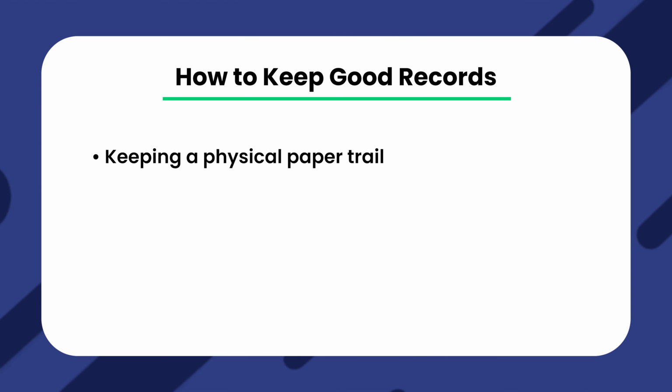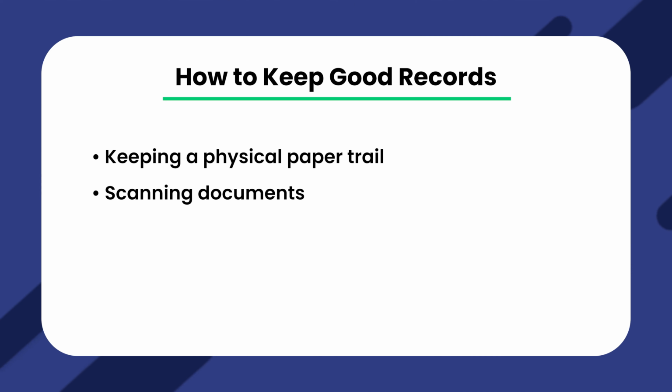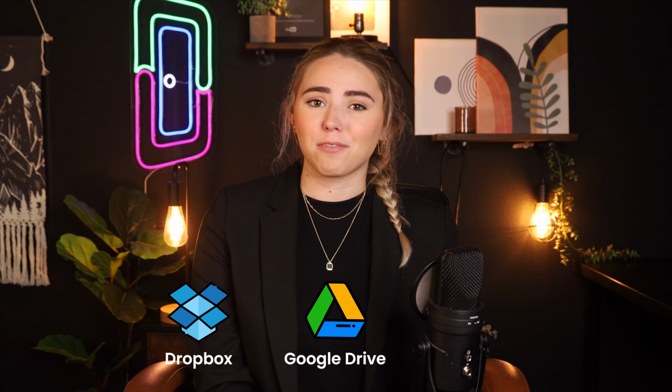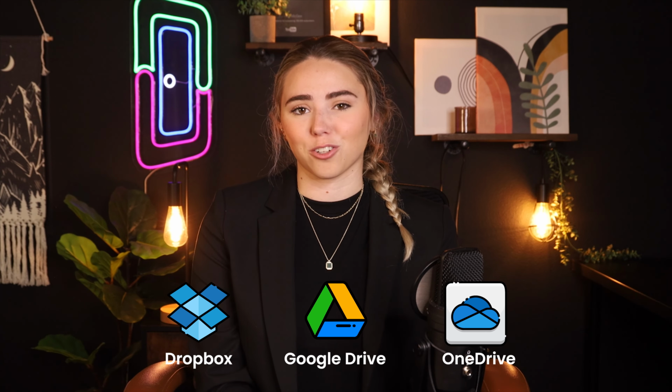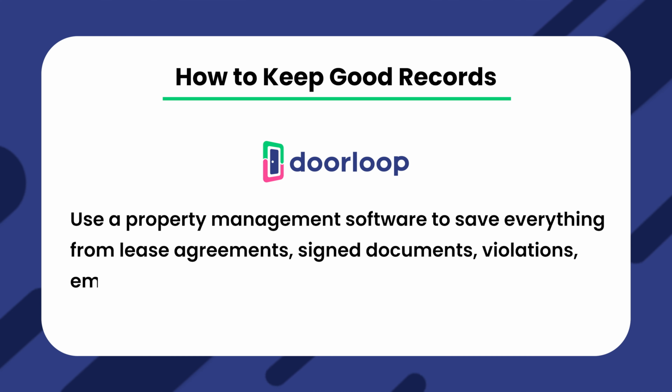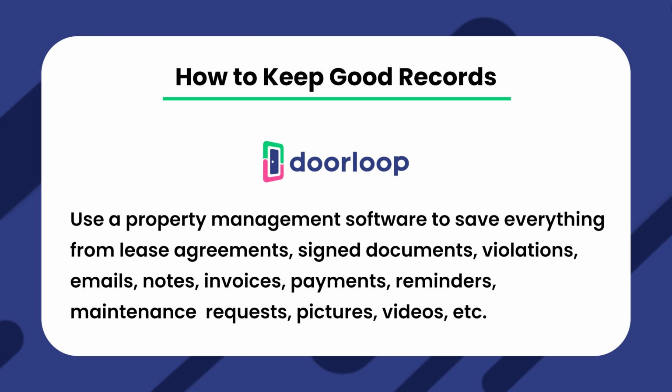There are a few ways to stay organized. Keeping a physical paper trail. This gets very hard to search through though, takes up a lot of storage, and could get lost, damaged, stolen, or burnt in a fire. Scanning documents. Simply by scanning every document onto your computer. By using backups like Dropbox, Google Drive, OneDrive, or any other option that's easily searchable. Or using property management software to save everything from lease agreements, signed documents, violations, emails, notes, invoices, payments, reminders, maintenance requests, pictures, videos, and anything you can imagine. This is used best when you also scan every document into your software.